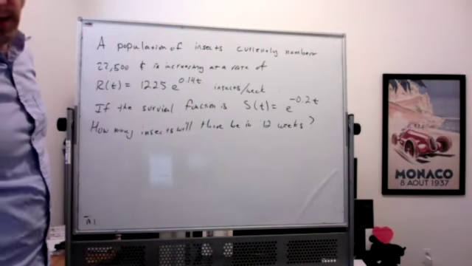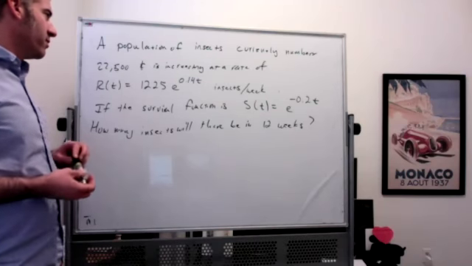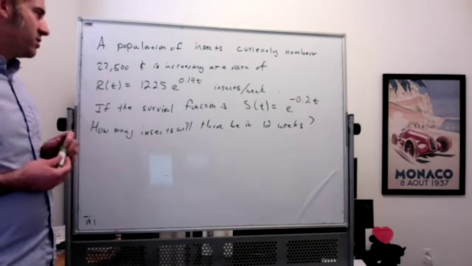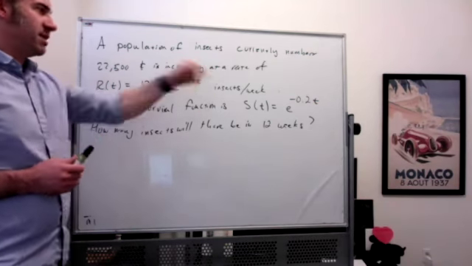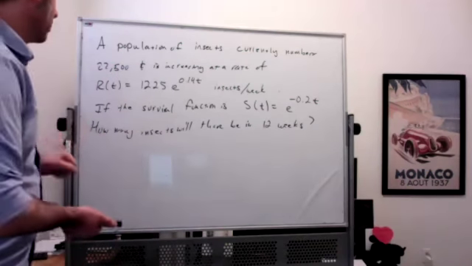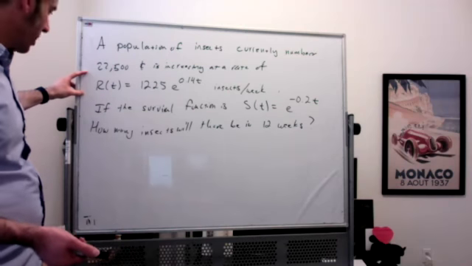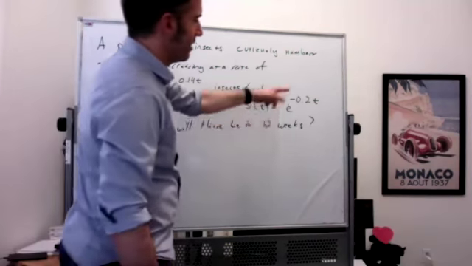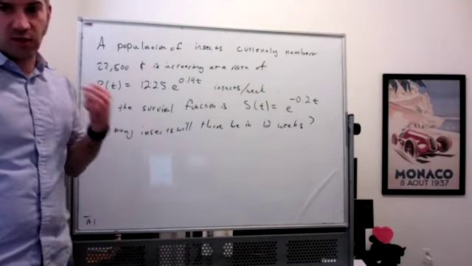So here's what we've got. A population of insects, currently the number is 22,500, is increasing at a rate of R of t equal to 1,225 e to the 0.14 t insects per week. So starting with this many, increasing at this many insects per week. If the survival function is S of t equal to e to the negative 0.2 t, how many insects will there be in 12 weeks?